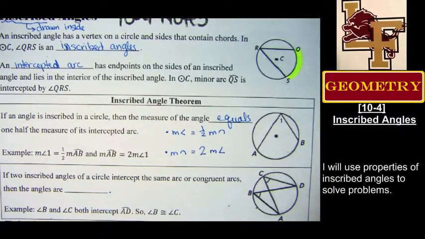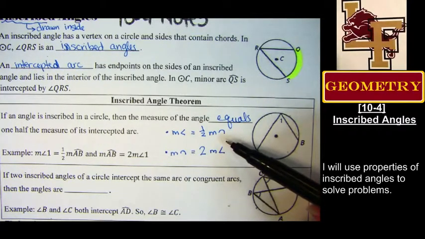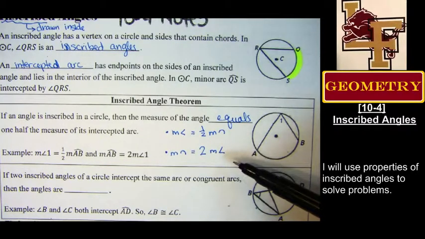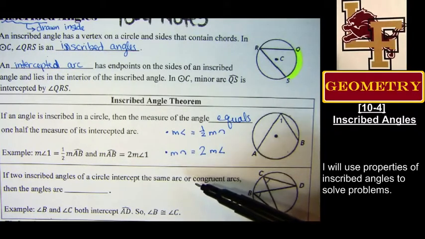So it depends which formula I use. Depends on which bit of information I've been given. If I've been given the measure of the arc, just divide it by 2 and you have the measure of the angle. But if you've been given the measure of the angle, multiply it by 2. They'll give you the measure of the arc.